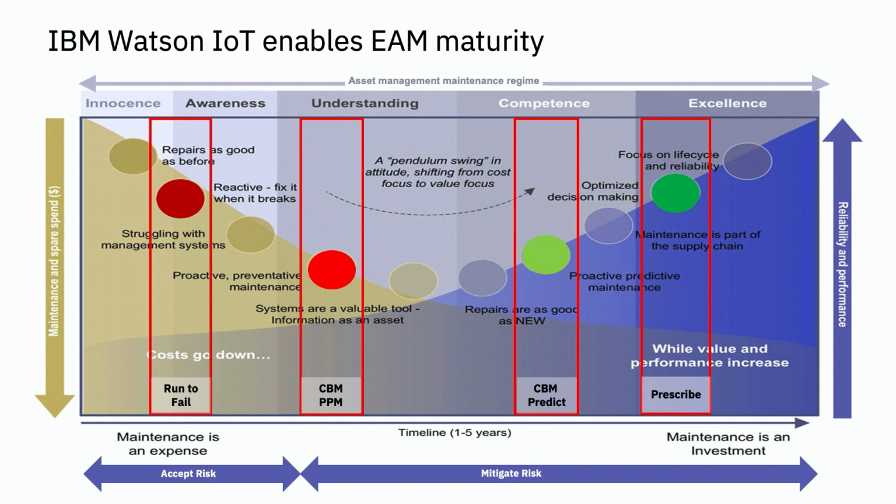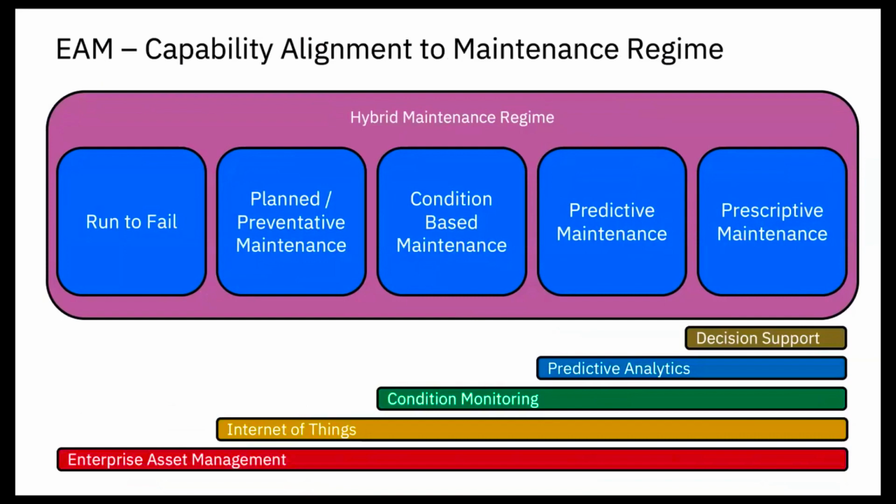Slide 3 is really going back to the different maintenance regimes, but at the bottom it is showing some of the capabilities that are actually used to support each of these asset management maintenance strategies. So if we look at the bottom, we've got enterprise asset management. Essentially, that's going to run across the whole breadth of these, so that will cover all of the different maintenance regimes. You need a key underpinning enterprise asset management solution.